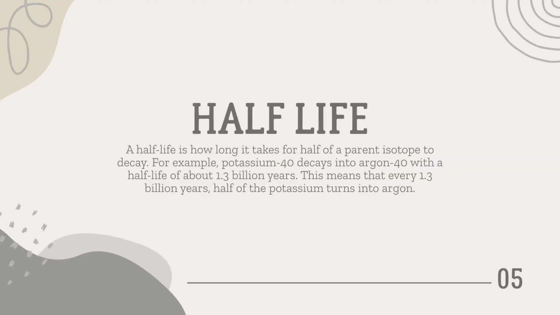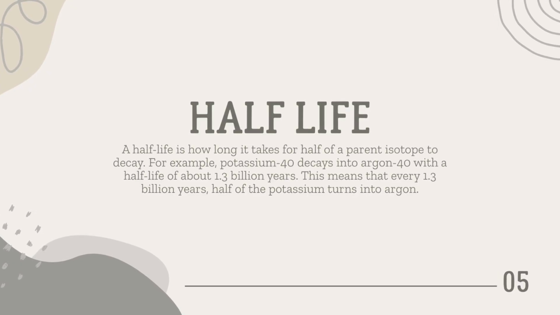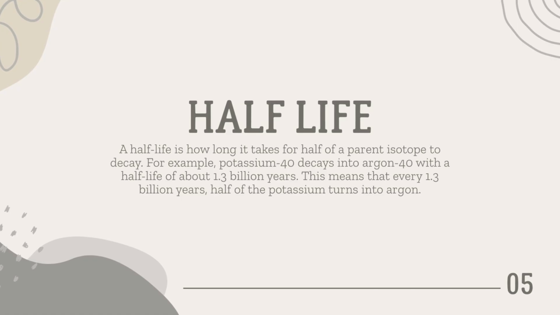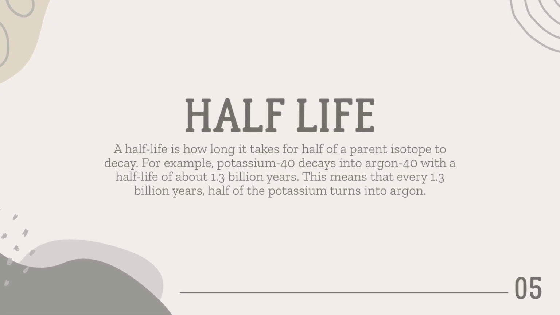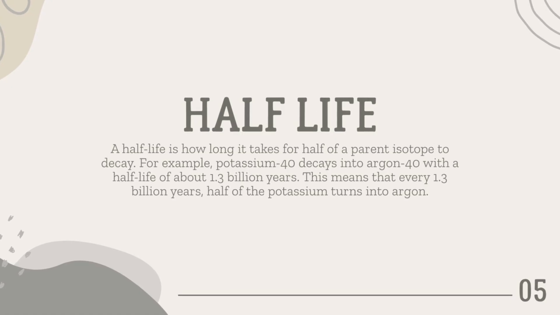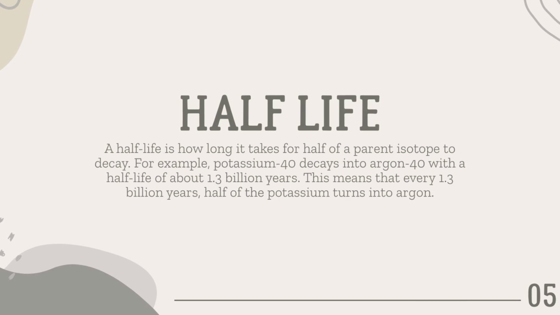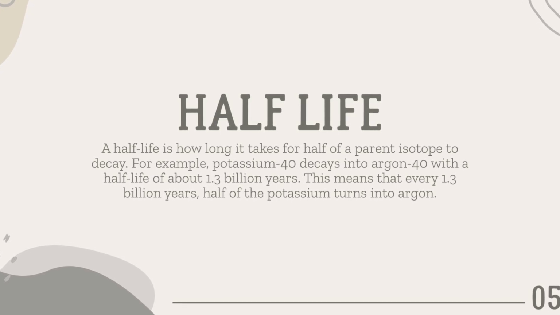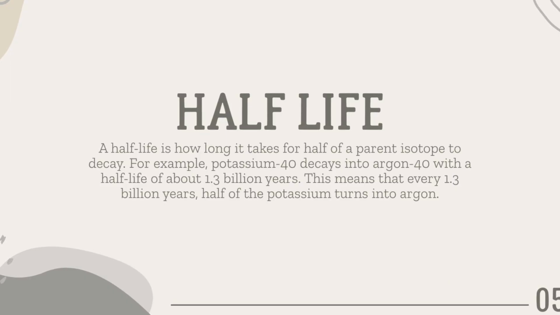Tying into parent and daughter isotopes, there's also a half-life. A half-life is how long it takes for half of a parent isotope to decay. For example, the textbook talks a lot about potassium-40 and argon-40. Potassium-40 decays into argon-40 with a half-life of about 1.3 billion years. So that means that every 1.3 billion years, half of the potassium turns into argon.